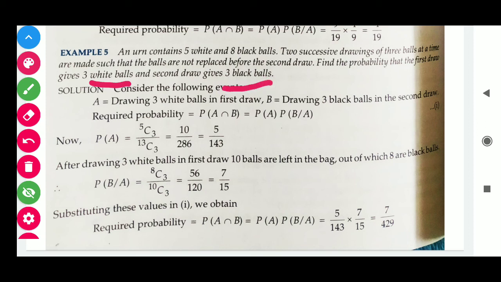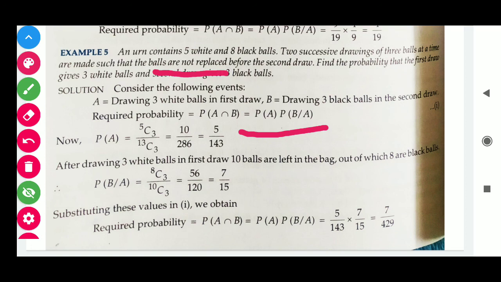Here we have event A, drawing 3 white balls in the first draw, and event B, drawing 3 black balls in the second draw. That means we are picking 3 white balls together in a draw. So the required probability will be probability A intersection B is equal to probability A times probability B over A, because it is mentioned in the question that the balls are not replaced. So that's why this is the case of dependent events.